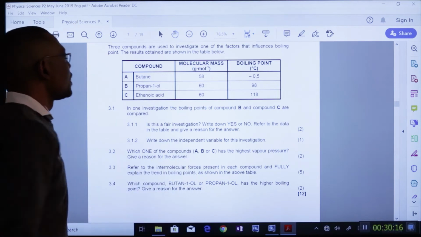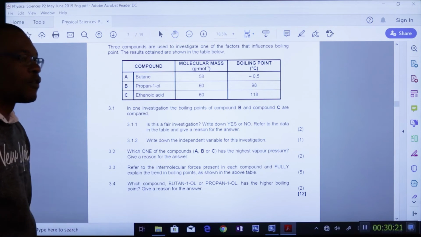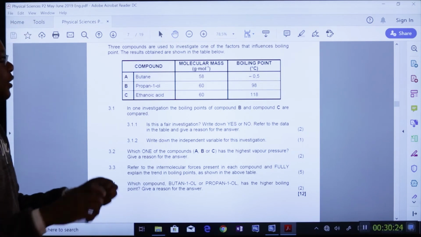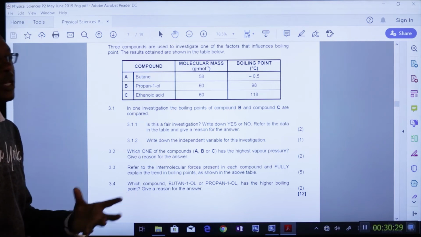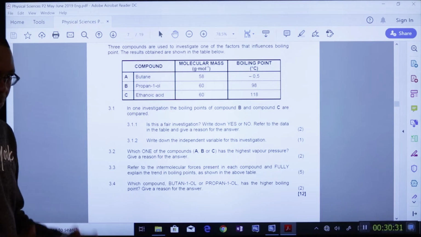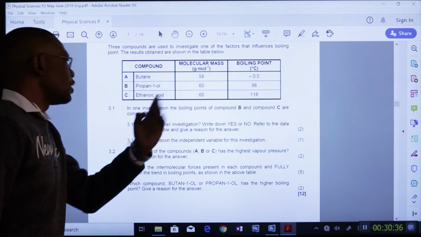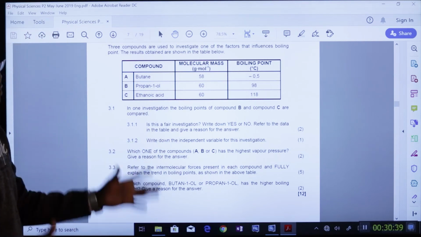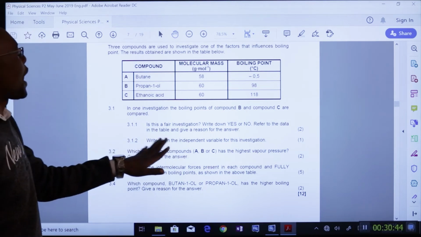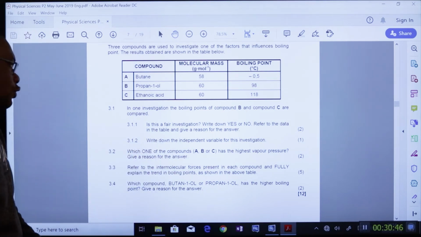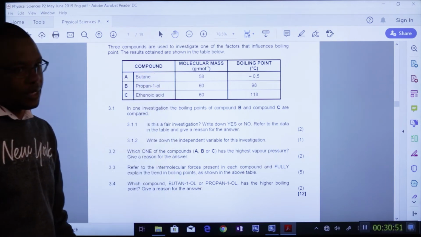Why? Because in as much as they have the same molecular mass, they do not have the same carbon chain, and they don't have the same functional groups that influence the intermolecular forces that are at play in the molecule. So all those outweigh the existence of the same molecular mass of the molecule. Okay. So here, if we are to write down the independent variable for this investigation, you'll see that the independent variable is molecular mass.